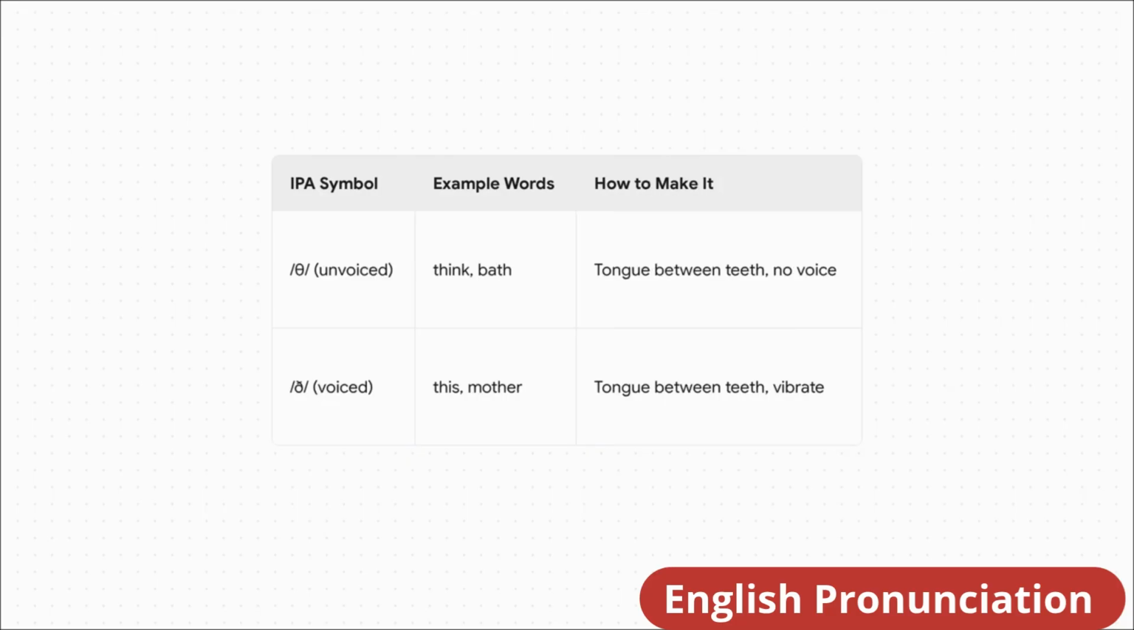And here's another perfect example, the TH sound. Seriously, try this right now. Put your hand on your throat. Now say, think. Feel that? Just air. Now say, this. Whoa, right? You feel that buzz, that vibration? That's the difference between an unvoiced sound and a voiced sound.